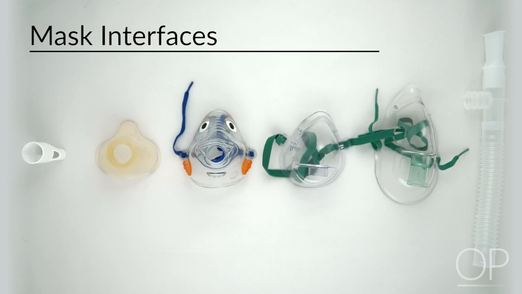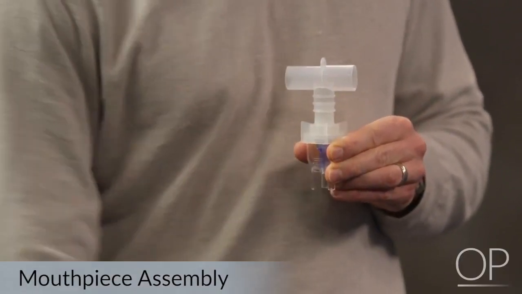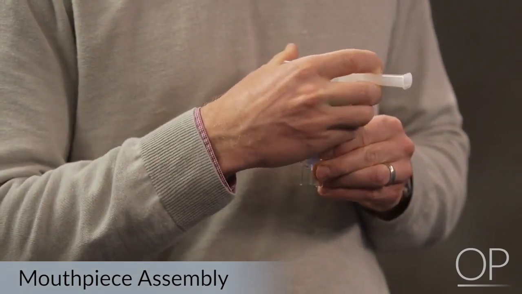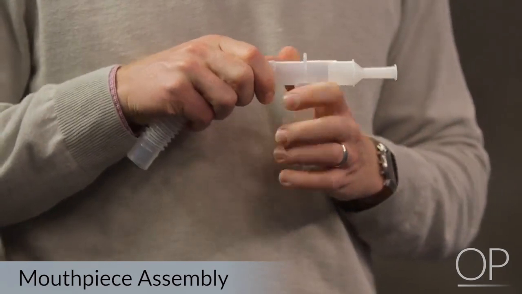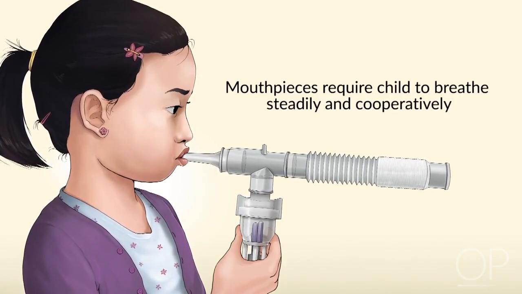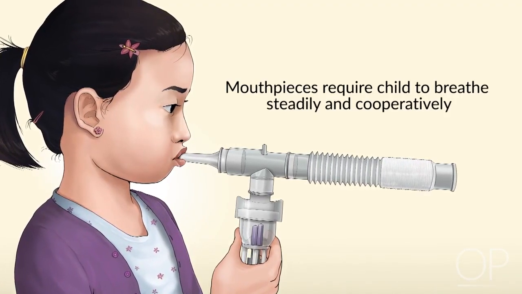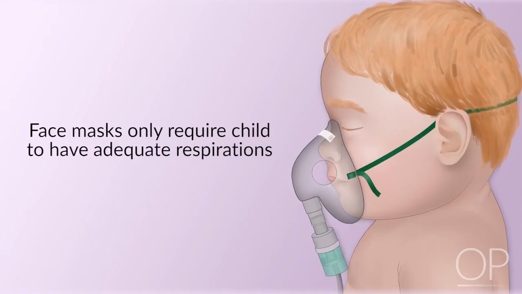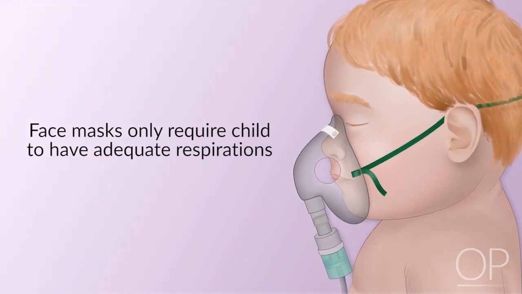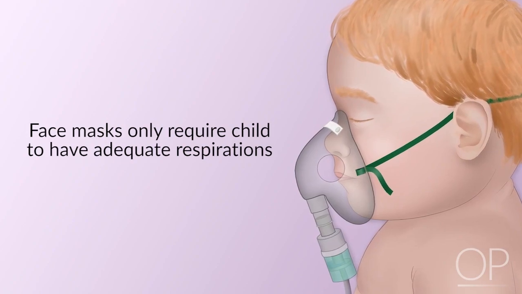Common interfaces include various size face masks and mouthpieces. A mouthpiece is preferred in cooperative children that can readily follow instructions to ensure that a good seal is maintained between the child and the nebulizer mouthpiece. These children should be able to breathe through the mouthpiece to maximize the effectiveness of the medication delivery. However, if the patient is too young or unable to cooperate for whatever reason, it's most appropriate to utilize a face mask. This interface option requires only a properly fitting face mask and an adequate respiratory effort.